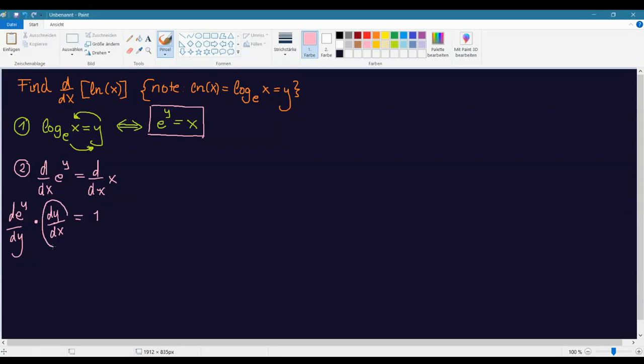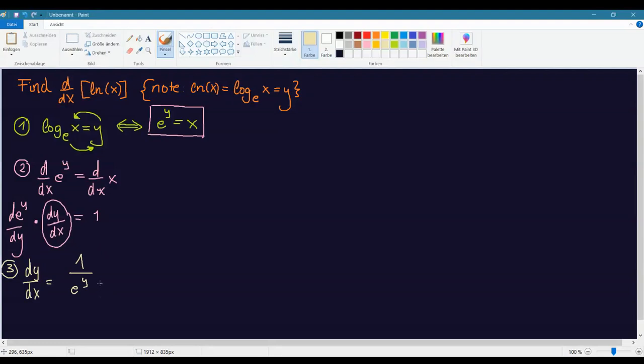This right here is actually going to be our slope of the tangent line. So it's very important. Okay, so the derivative of e to the power of y is just e to the power of y. We know that. So we're going to end up with, I'm going to make this step 3, dy over dx is 1 over e to the power of y.